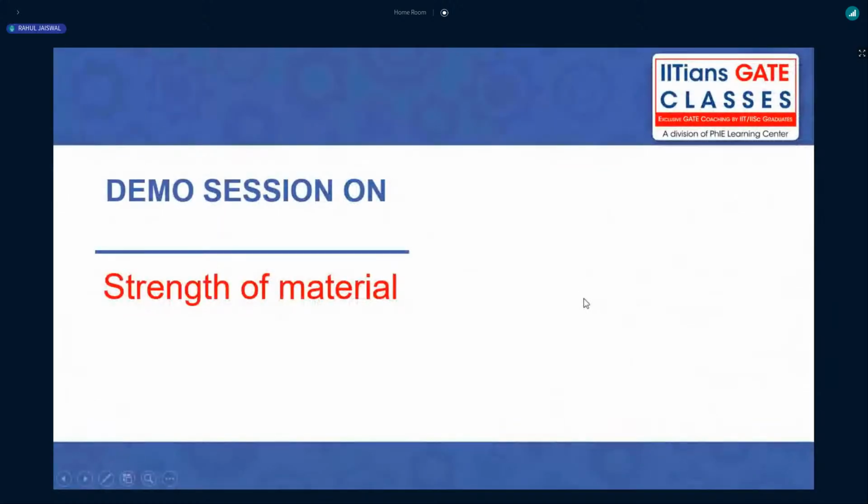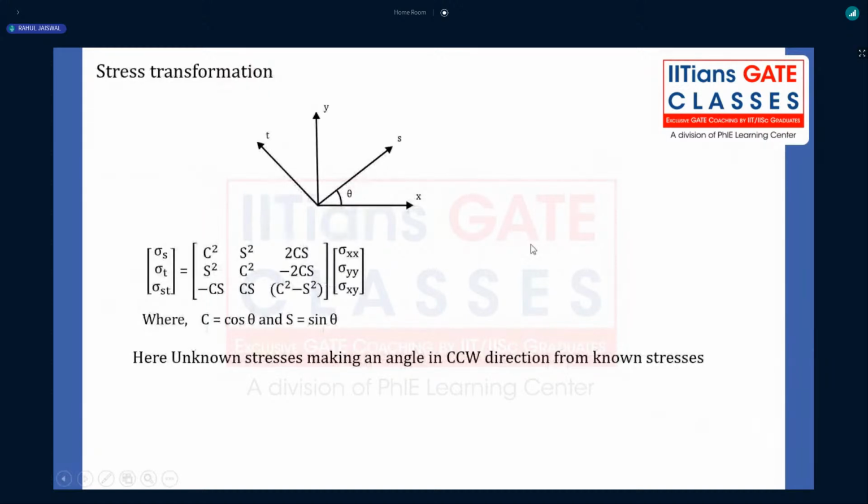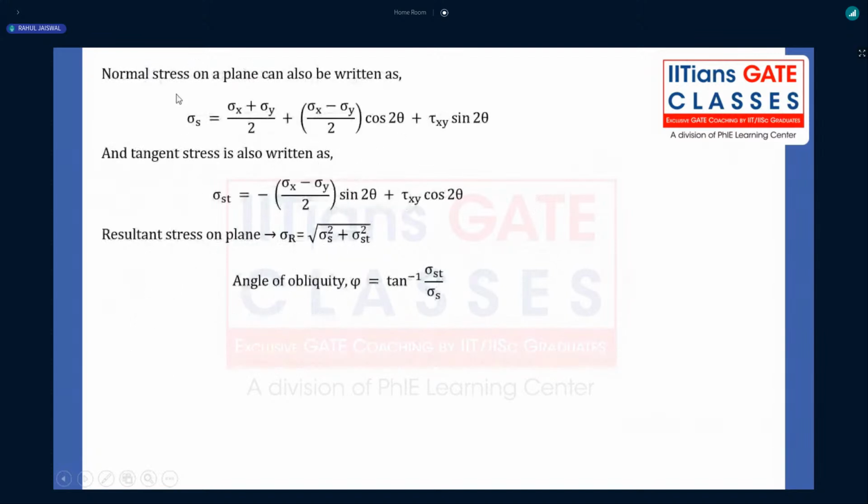Fine. So basically, in the last class, we started our discussion with the stresses in an inclined plane. Particularly, if you take the inclined plane, what are all the stresses acting? That is normal stress and shear stress. We have already seen the transformation equations. These are the transformation equations that we got in our last class. Once again, I will quickly revise that, then we will do numericals, and then further move on to the next topic.